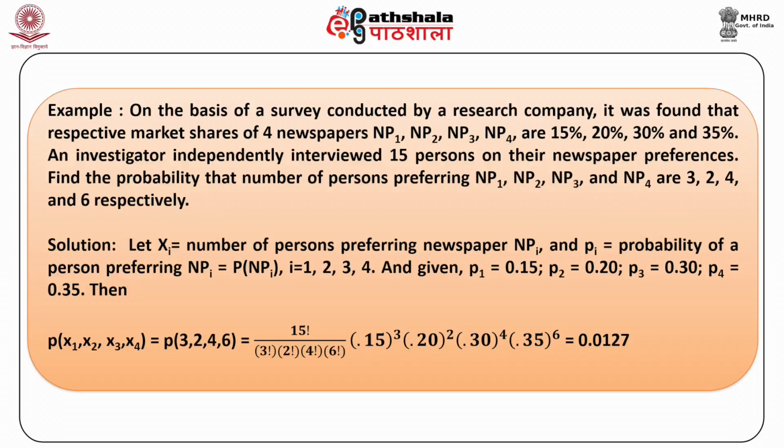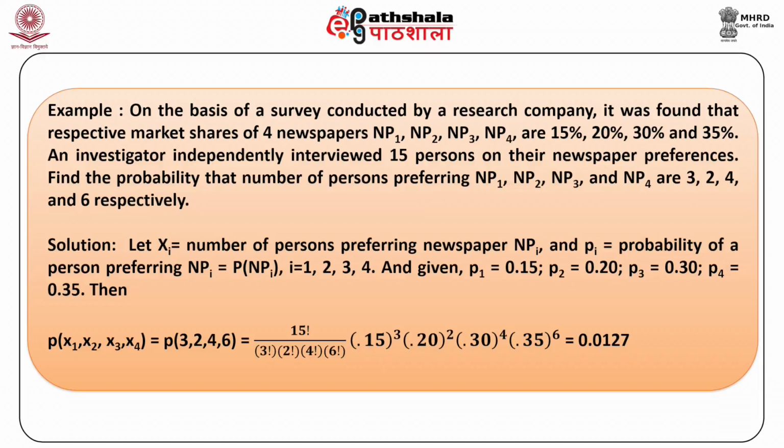Suppose an investigator independently interviewed 15 persons on their newspaper preferences. Find the probability that the number of persons preferring NP1, NP2, NP3 and NP4 are 3, 2, 4 and 6 respectively. You can notice that the sum total of all these is equal to 15. So what is the solution?